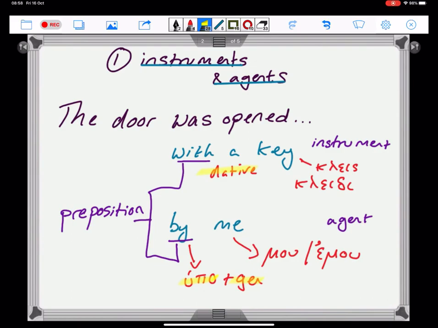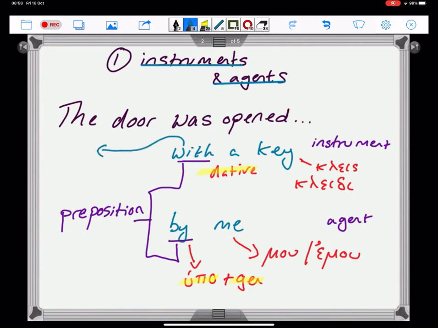So you need to think carefully, is this an inanimate thing or is this some kind of person? Now, obviously, if you take something like the Holy Spirit, well, then you have to beg the question, what is the Holy Spirit? Is it an instrument or an agent? It's not always entirely obvious, but generally the language will make the distinction quite obviously.